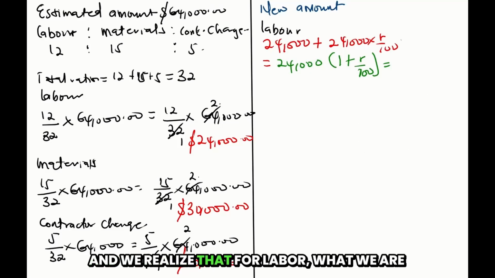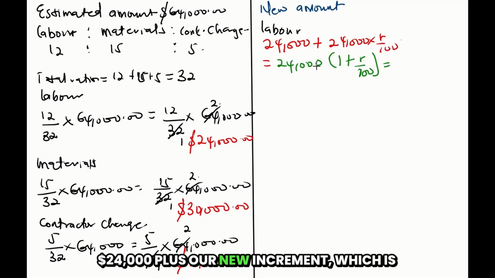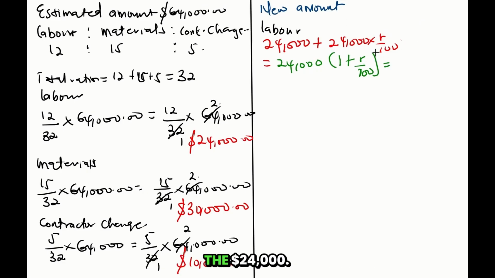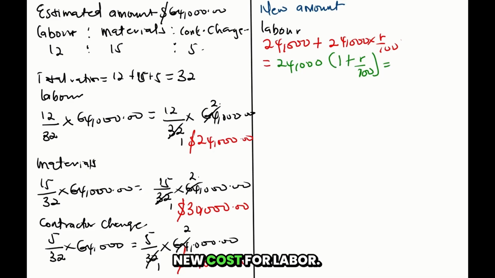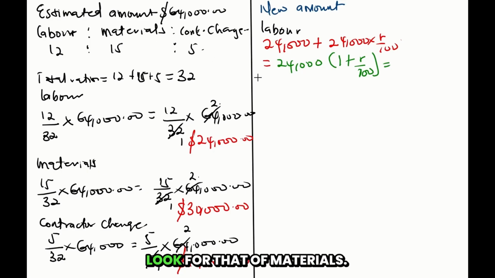And we realize that for labor, what we are going to get finally is $24,000 plus our new increment, which is 24,000 times the increment. And this part is the R% multiplying the $24,000. So this is what we are going to get for our new cost for labor. Now, if you get that for labor, let's also look for that of material.